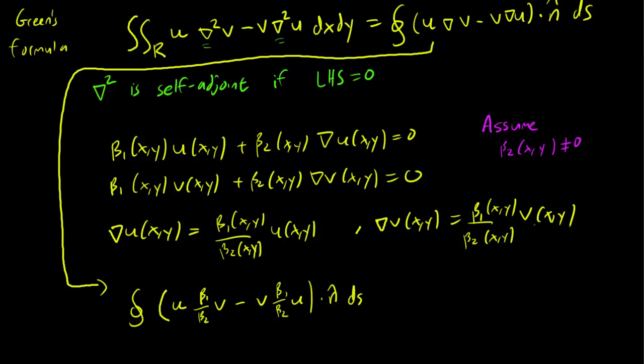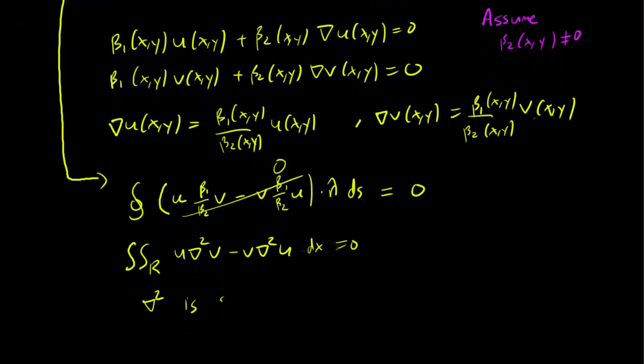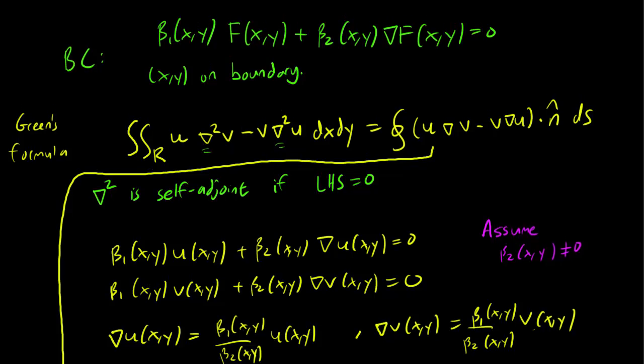But beta 1 and beta 2 are all functions, so they clearly cancel out. We get 0 dotted with the normal vector, which is clearly just 0. This implies that given these boundary conditions, our Green's formula gives us 0, and therefore the double integral on the region of u Laplacian of v minus v Laplacian of u is 0, which implies that the Laplacian is self-adjoint, which is what we desired. So if we restrict u and v to having these boundary conditions, our Laplacian will be self-adjoint, which allows us to apply very nice tools and theorems on the Helmholtz equation.